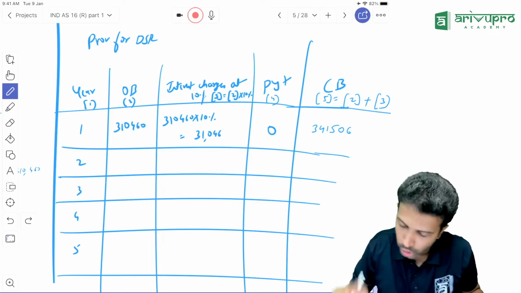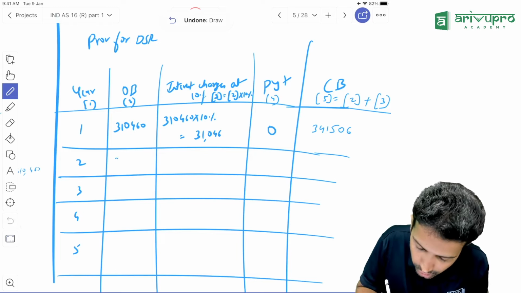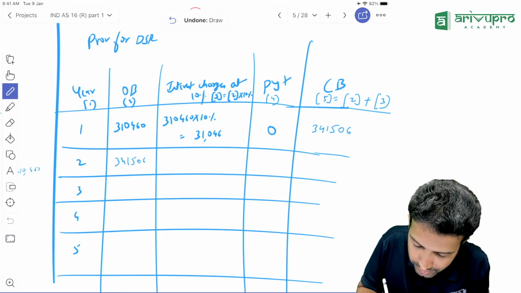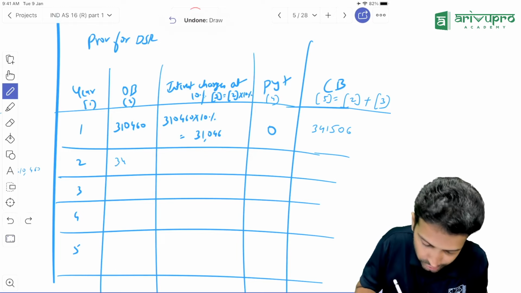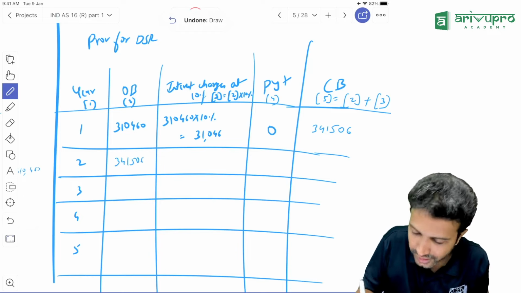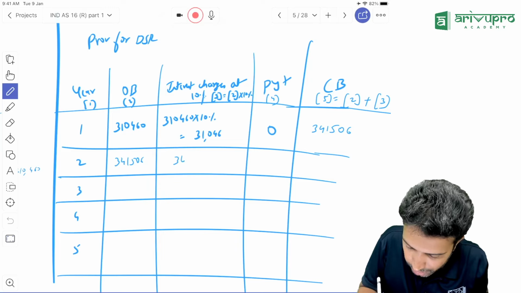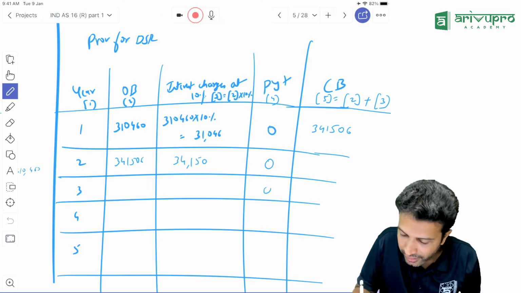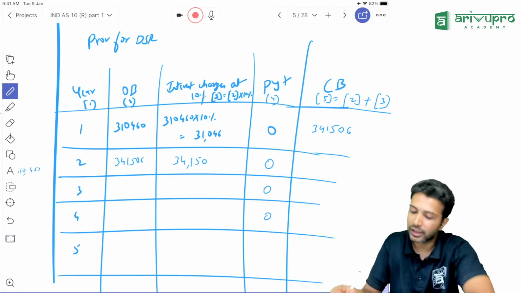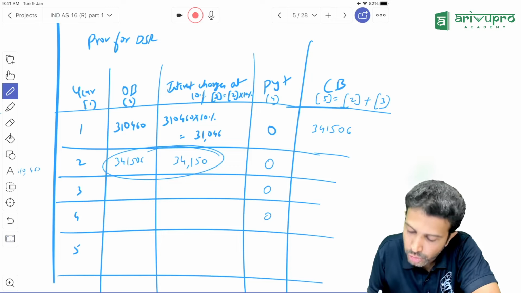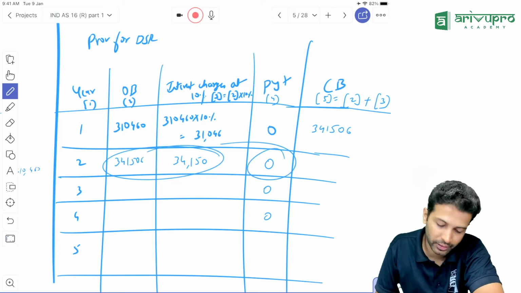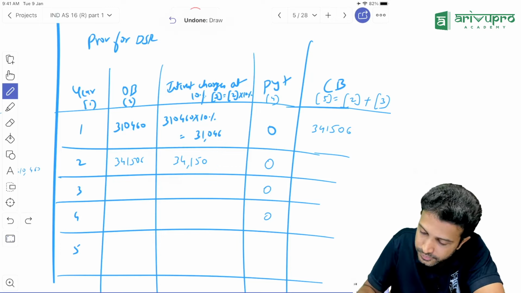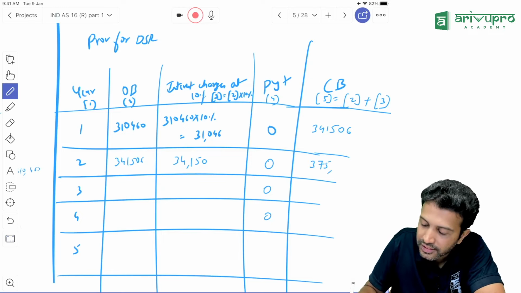Yes, people. So first year's closing will become next year's opening. So for next year's opening I will write 341,506. Calculate second year's interest for me. Anyway, 10%. Now cut off 10. So it will be 31,150. Are you making any payment? No. For the first 4 years, no payment. What is the closing balance? These two you add, minus 0. In fact, nothing to be done there. How much is this? 3,75,656. I'll round it off.